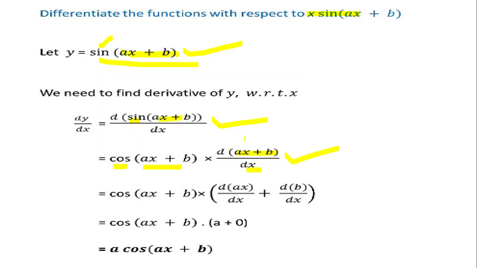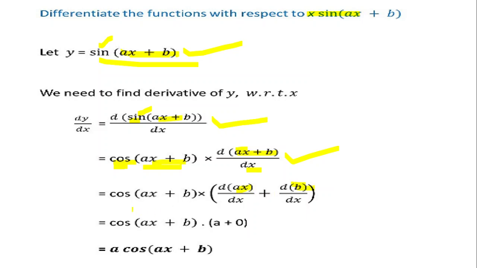Same way what we did in the last two problems. Now, as I know, sine differentiation is cos, so inside what will be there, that is there. Next I need to differentiate ax plus b. So here the two terms are separated by a plus sign, so that means I need to do separate differentiation. First differentiation for ax, next differentiation for b. So this you should remember.